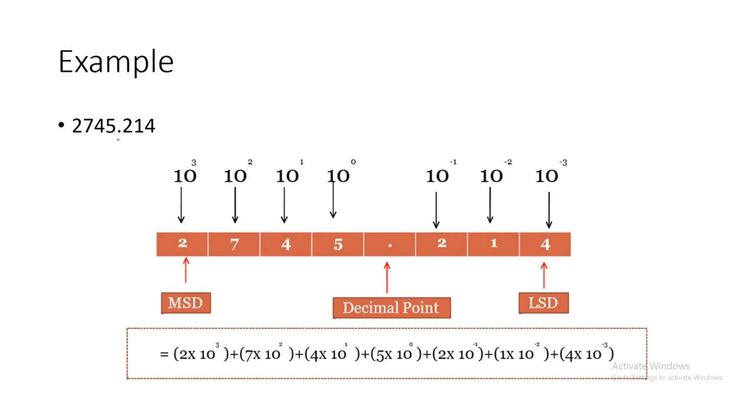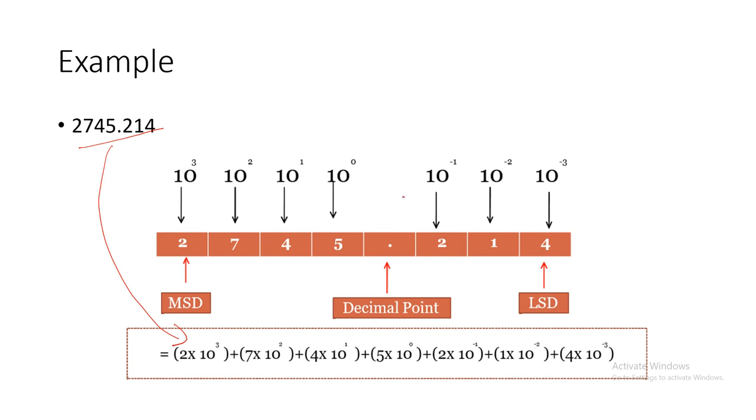Okay, so let's go through another example. 2745.214 is actually the abbreviated form of this. That is, it is 2 into 10 to the power 3, 7 into 10 to the power 2, 4 into 10 to the power 1, 5 into 10 to the power 0, 2 into 10 to the power minus 1, 1 into 10 to the power minus 2, and 4 into 10 to the power minus 3.